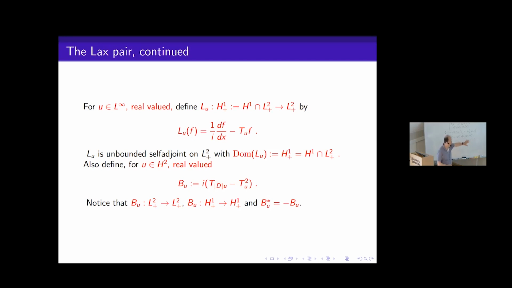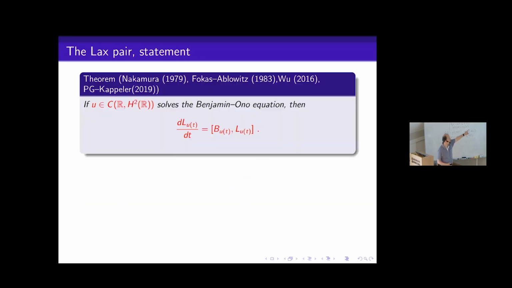And what is really important for me is this, which is a theorem that was proved by different people in different formulations. That's why there are so many people. The formulation I use here is the one I wrote with my friend Thomas Kappeler. It tells you that if u is a smooth enough solution of the Benjamin-Ono equation, then we have this Lax identity, d/dt of L_u equals the commutator [B_u, L_u]. What is really important is the corollary.